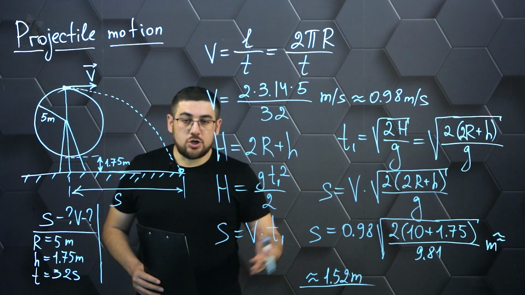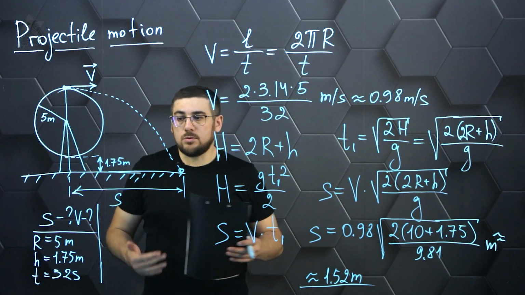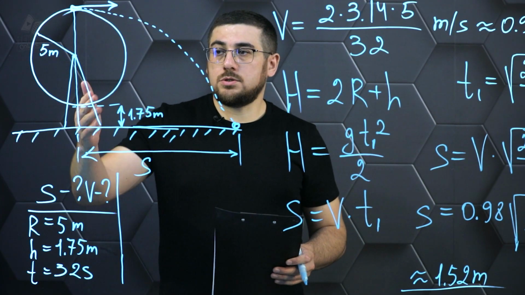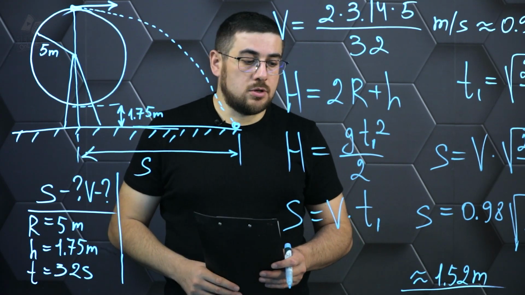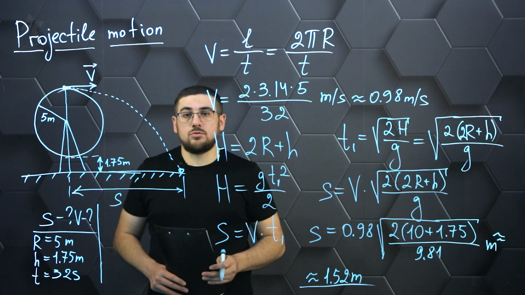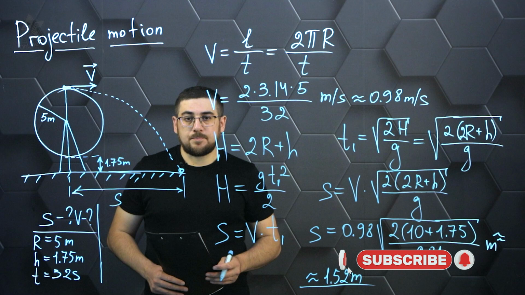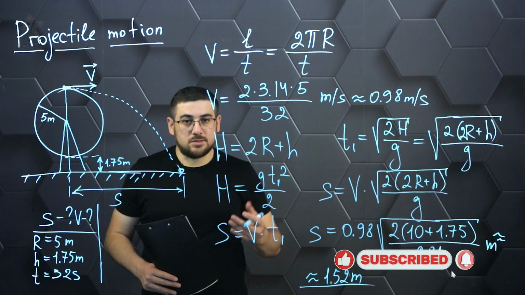The value is small, it is clear, because the speed was small, so we can check the reality of this answer by comparing the values with each other, that is, the radius of the wheel plus the height at which this wheel is located, and the speed at which this throw was made is about 1 meter per second, so of course the length of this flight will be small. This concludes our task, and we will see you in our next lessons. Goodbye.